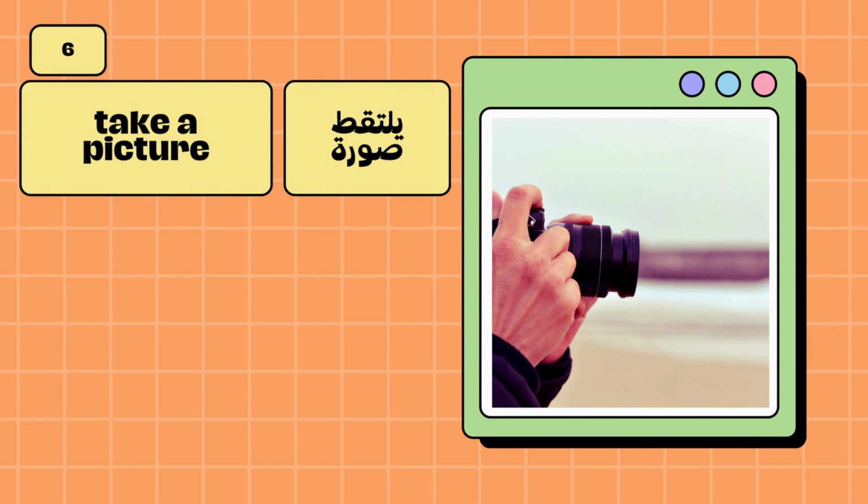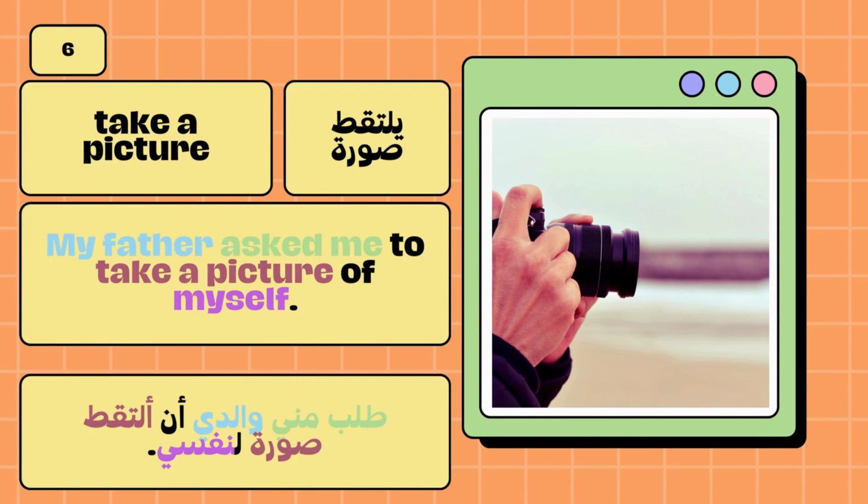Take a picture. My father asked me to take a picture of myself.